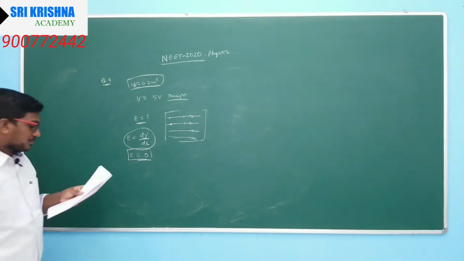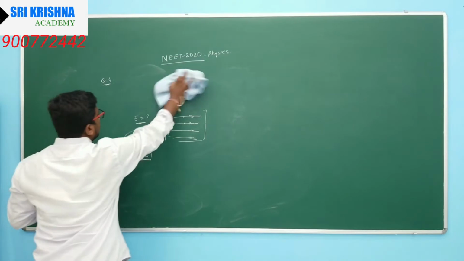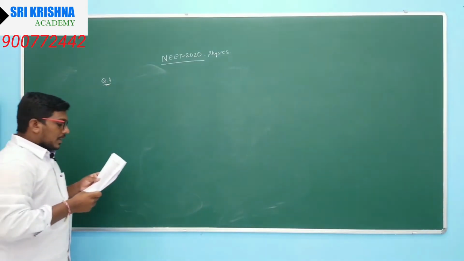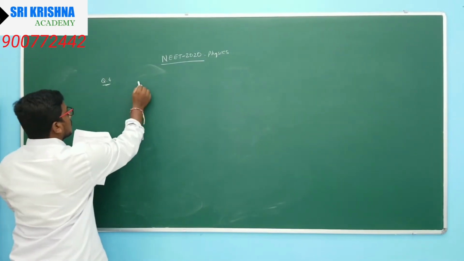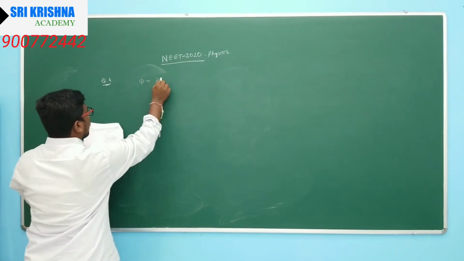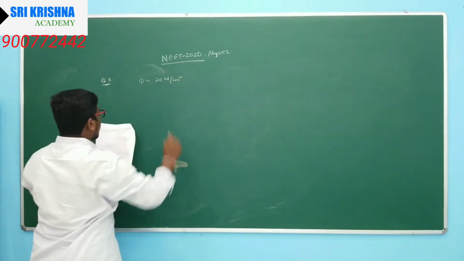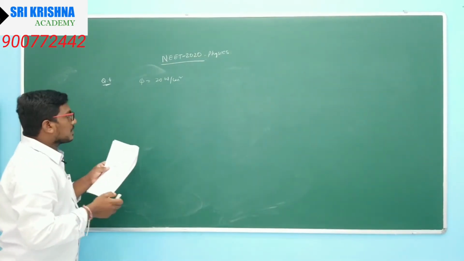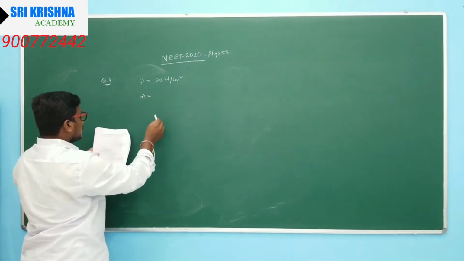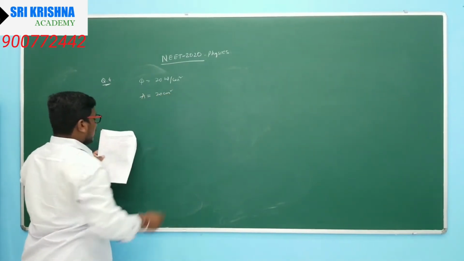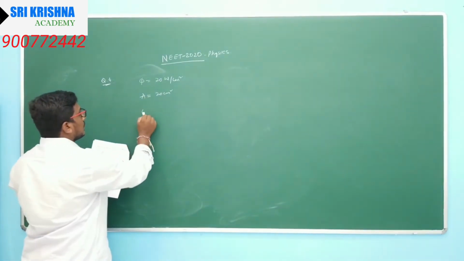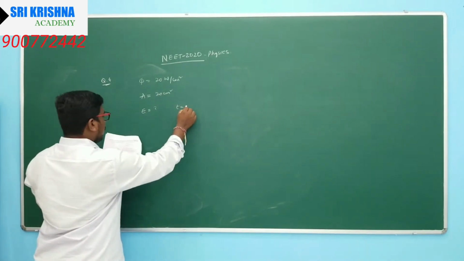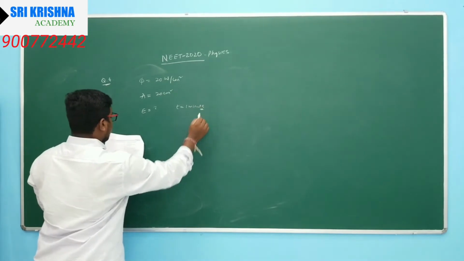Next question. A light with an average flux of 20 watt per centimeter square falls on a non-reflecting surface at normal incidence, having a surface area of 20 centimeter square. The energy received by the surface during the time period of 1 minute is how much?